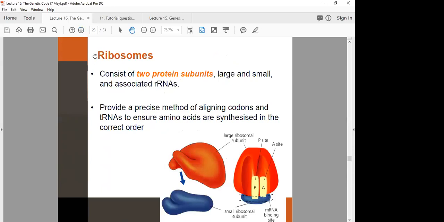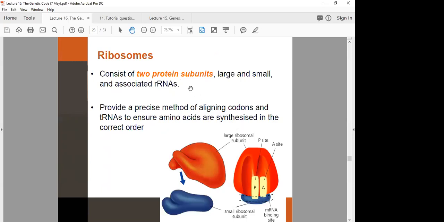All right, before we get into translation, we need to consider the protein factories, the ribosomes. This is where translation takes place. Each ribosome consists of 2 protein subunits, a large and a small subunit. So here's a large ribosomal subunit, a small subunit. These 2 will come together to form one functional ribosome.